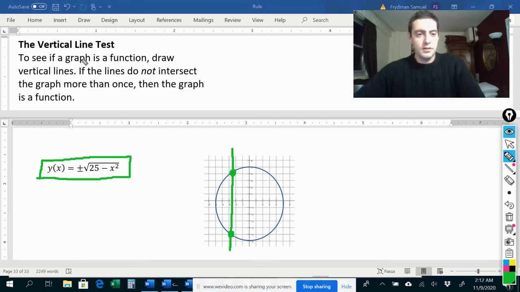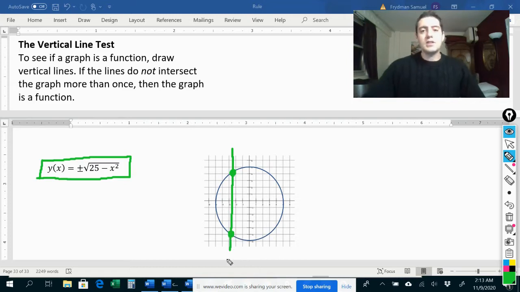Okay, let's read the vertical line test again. If the lines do not intersect the graph more than once, then the graph is a function. So if they do intersect the graph more than once, then the graph is not a function. Here, the vertical line did intersect the graph more than once, so the graph is not a function.